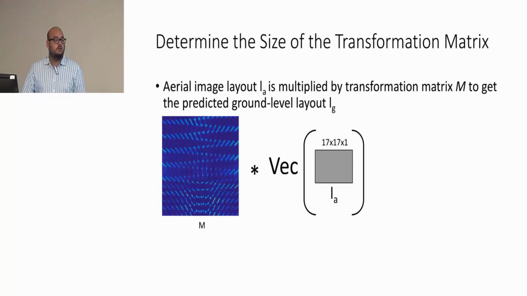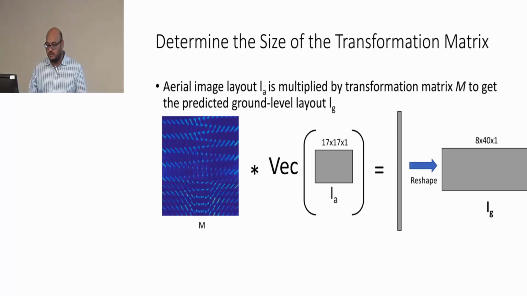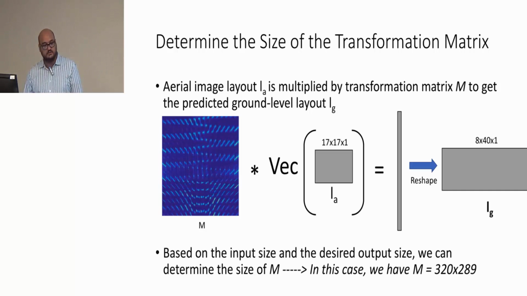And that 320 is what we are looking for. This 320 will be reshaped into the form of 8 by 40. So this is the output after this multiplication. This M has 320 rows and 289 columns. When multiplied with 17 by 17 by 1, we get a 320 dimensional column vector, and when reshaped, we get 8 by 40 by 1. That is the output we are interested in. This is I sub G, the ground level prediction. So this clearly tells what the dimension of matrix M must be: 320 by 289 in this case.